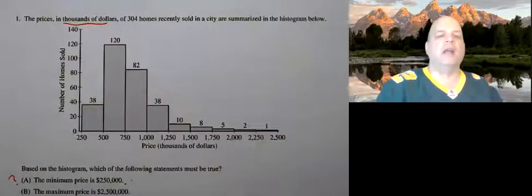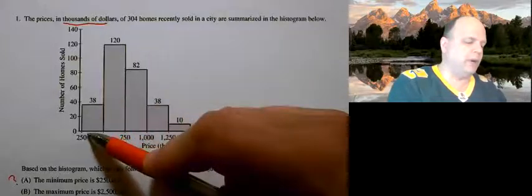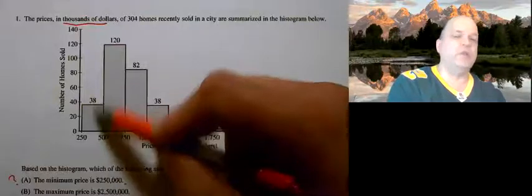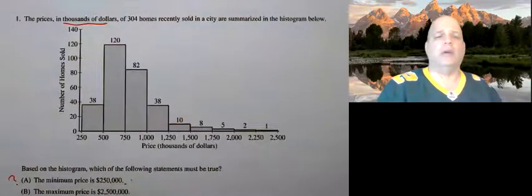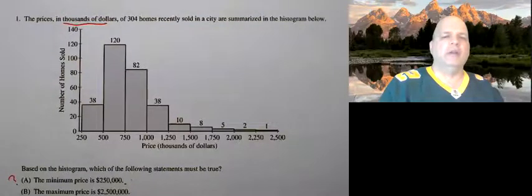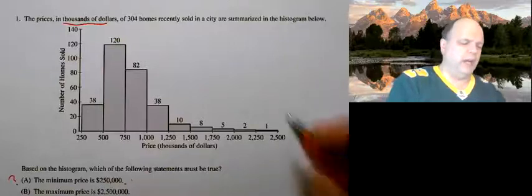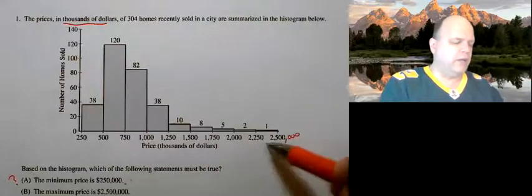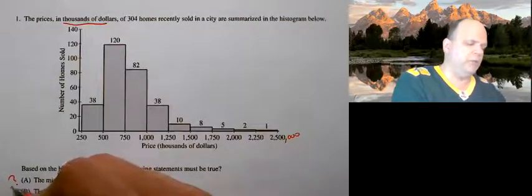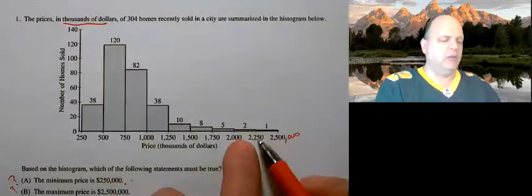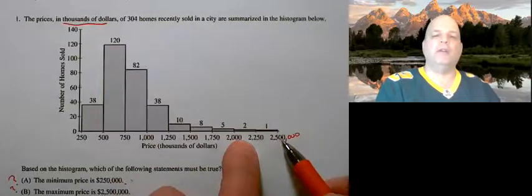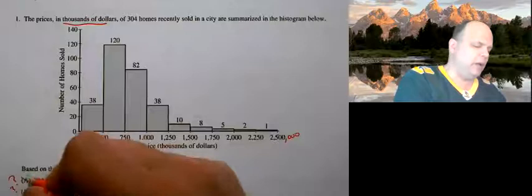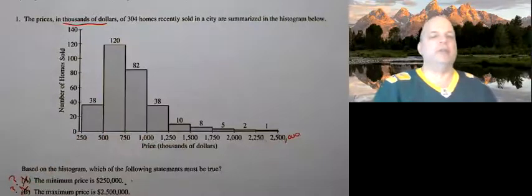The reason it's not necessarily correct is the minimum price could be anywhere between 250,000 and 500,000. We just know that it's somewhere within that block. We don't know exactly where it is. The maximum price they're saying is 2,500,000. Once again, they just multiplied by 1,000, added 3 zeros. Just like on the lower side, it's possible, but not likely, because it's somewhere between 2,250,000 and 2,500,000. We don't know where, but it's somewhere in that block. So A and B are probably not going to be my best answers.